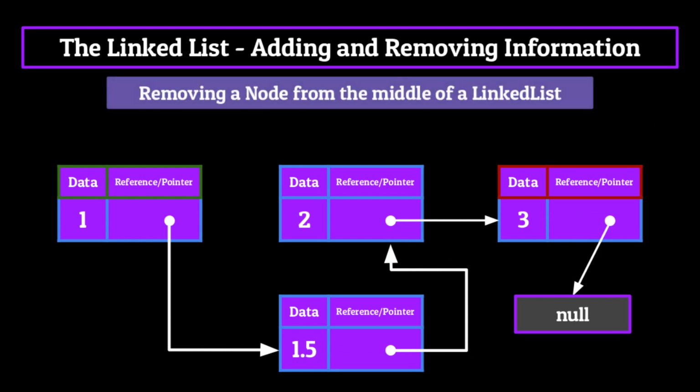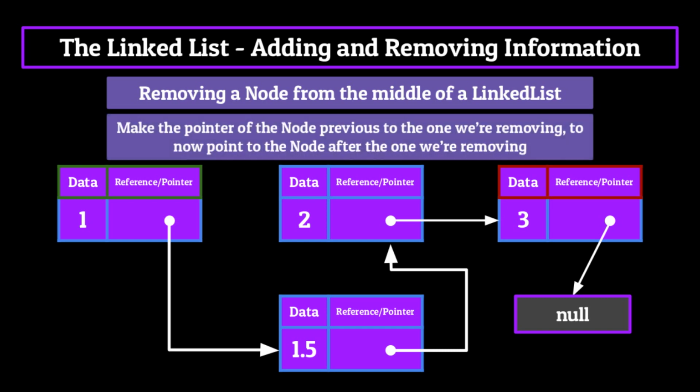Removing a node from the middle of the linked list is even simpler. All we have to do is make the pointer of the node previous to the one we're removing to now point to the node after the one we're removing. Then, if we set the pointer of the node we want to remove equal to a null value, we again cut the node off from the linked list and it is removed. Simple as that.